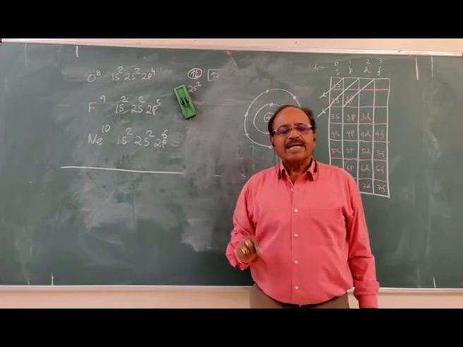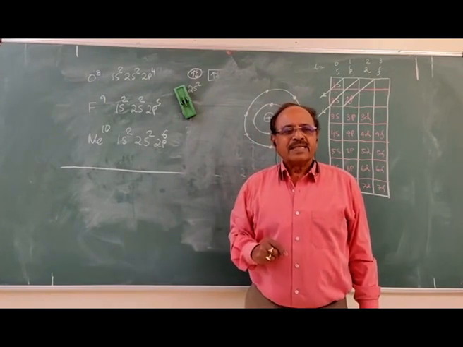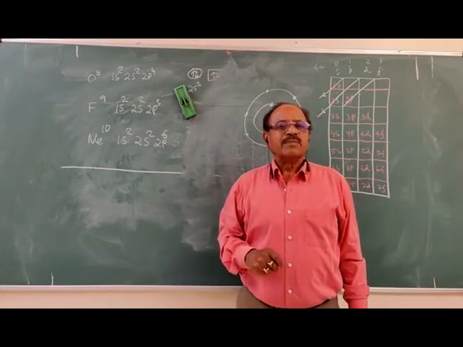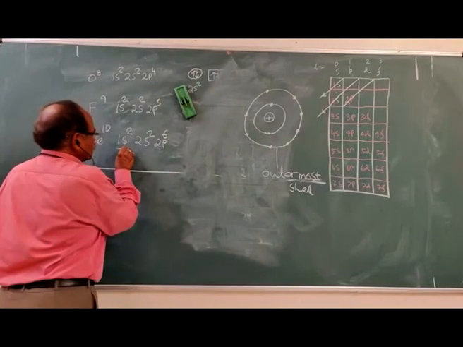Then again, children, I told you the atomic number is an ordinal number. It's a fundamental property of the element. You see here neon is 2, then 8.